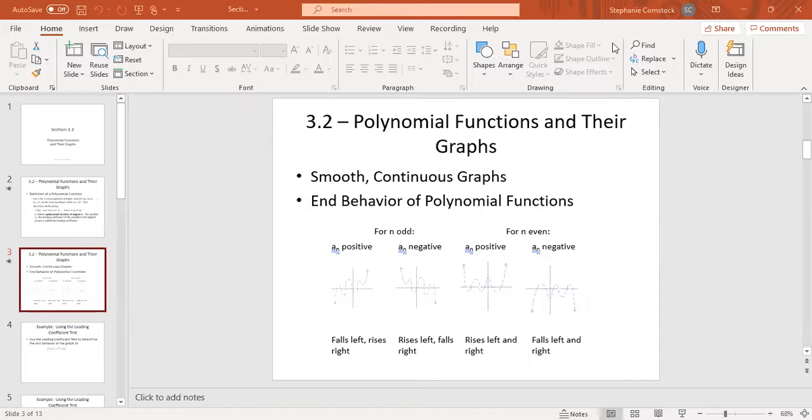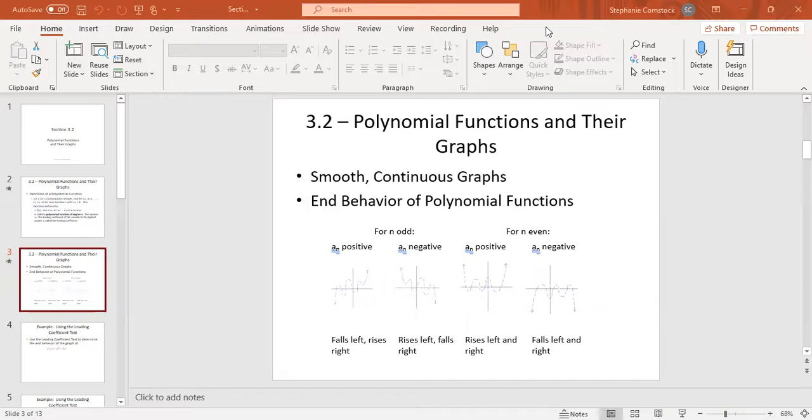And so basically what happens here is if that highest power is odd, it's going to act like a line, meaning one end is up and one end is down. For an even highest power, it's going to act like a quadratic. So going back to familiar stuff that we already know. And it's either going to be both ends up or both ends down. Then we're going to look at the leading coefficient. So that thing right out there in the front.